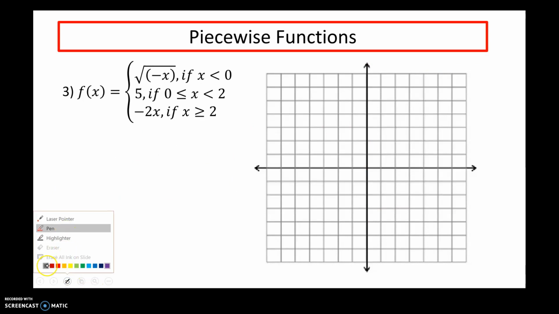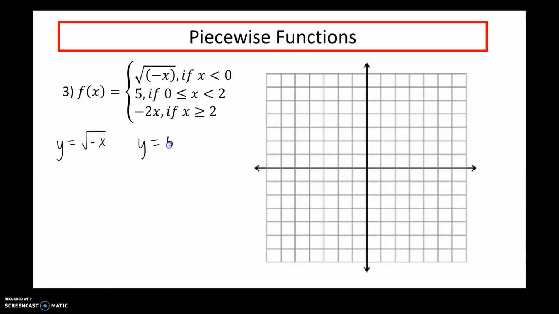Next one. 3 pieces. Y is equal to the square root of negative x. Y is equal to 5. Y is equal to negative 2x. Okay, my domains. X is less than 0. X is between 0 and 2. And x is bigger than or equal to 2. So here's x is equal to 0. Here's x is equal to 2.